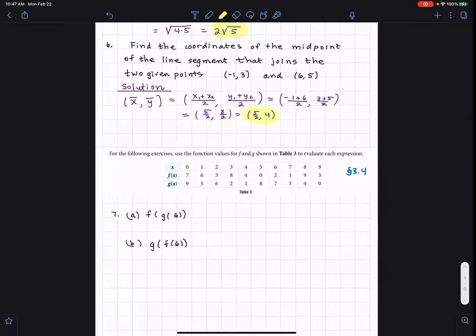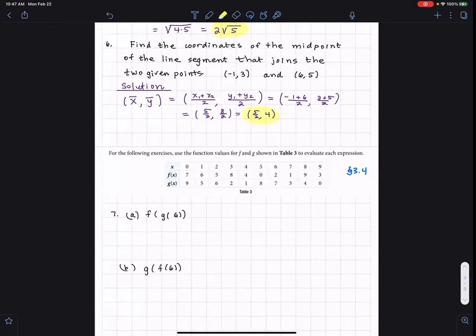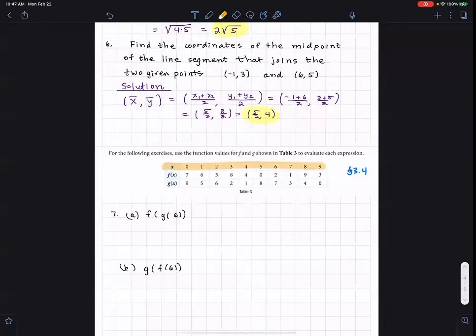For the following, this is another exercise. Use the table to answer these questions. This is another example of composition of functions. Some people might say they're super into this table, but some might think the table's confusing, but let's just deal with it anyway. So the top is x, and then the next two rows are the y values for f, and the next row is the y values for g.